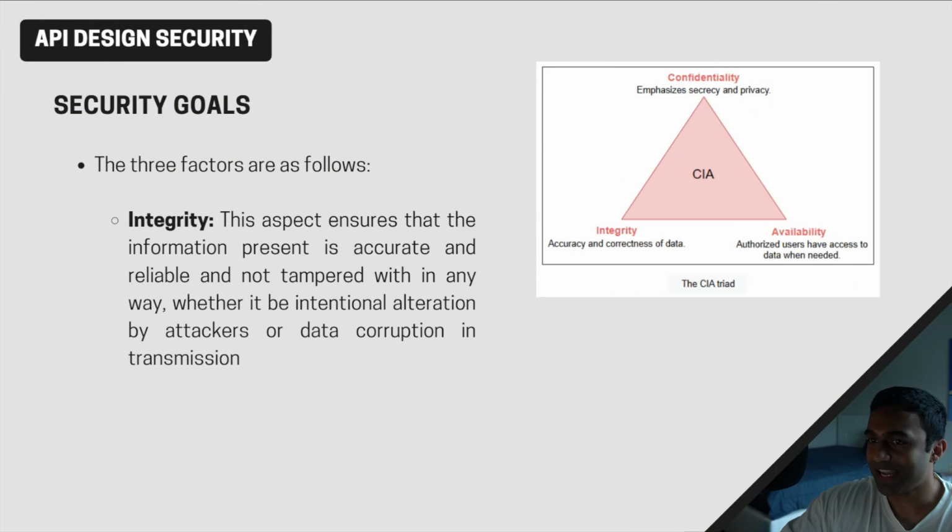Integrity. This aspect ensures that the information present is accurate and reliable and not tampered with in any way, whether it be an intentional alteration by attackers or data corruption in transmission.